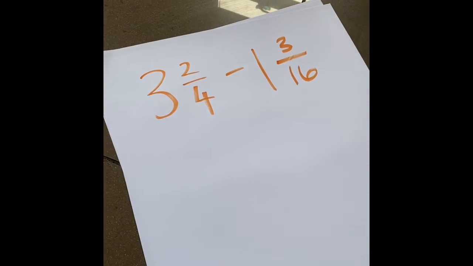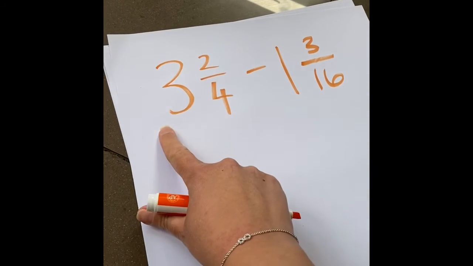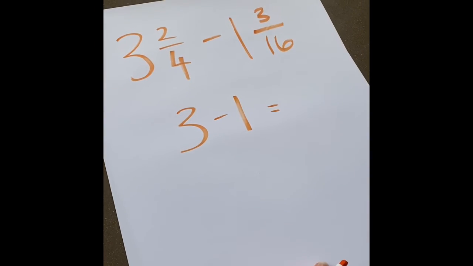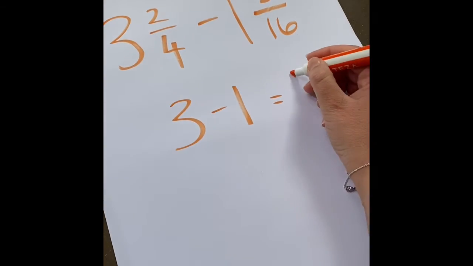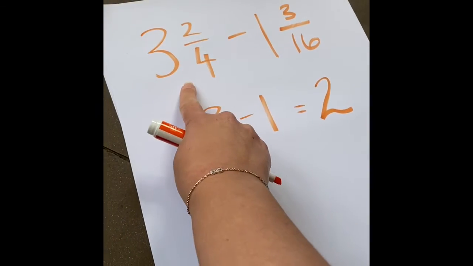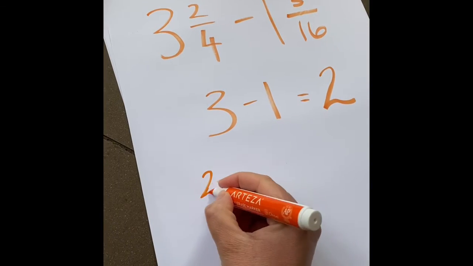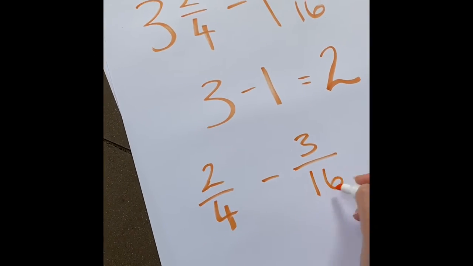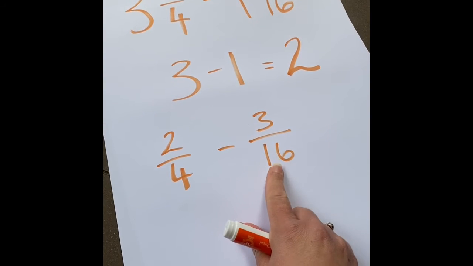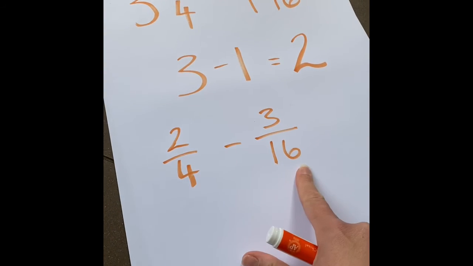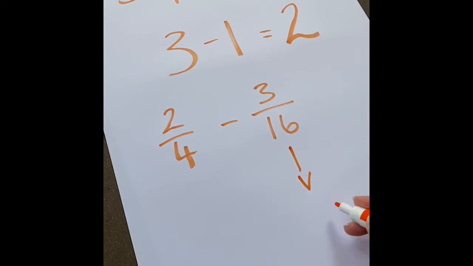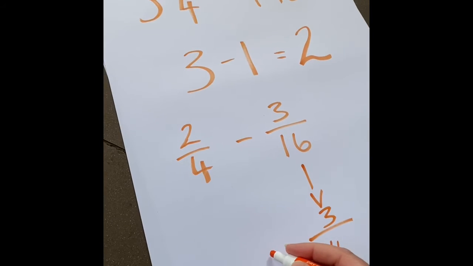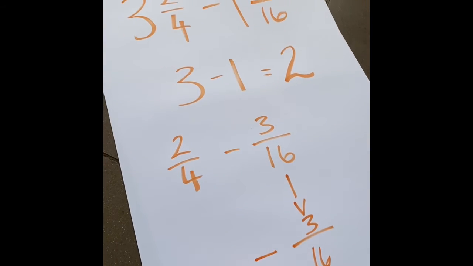Okay, so exactly the same as we've done before. We're doing our wholes first. So 3 take away 1, 3 subtract 1, is 2. Then we're going to think about our parts. Okay, I want to keep this one. I'm going to make them both into 16ths. I'm going to put my arrow here. This one's going to stay the same. I'm going to put my subtraction there because I know that's what I'm going to do.